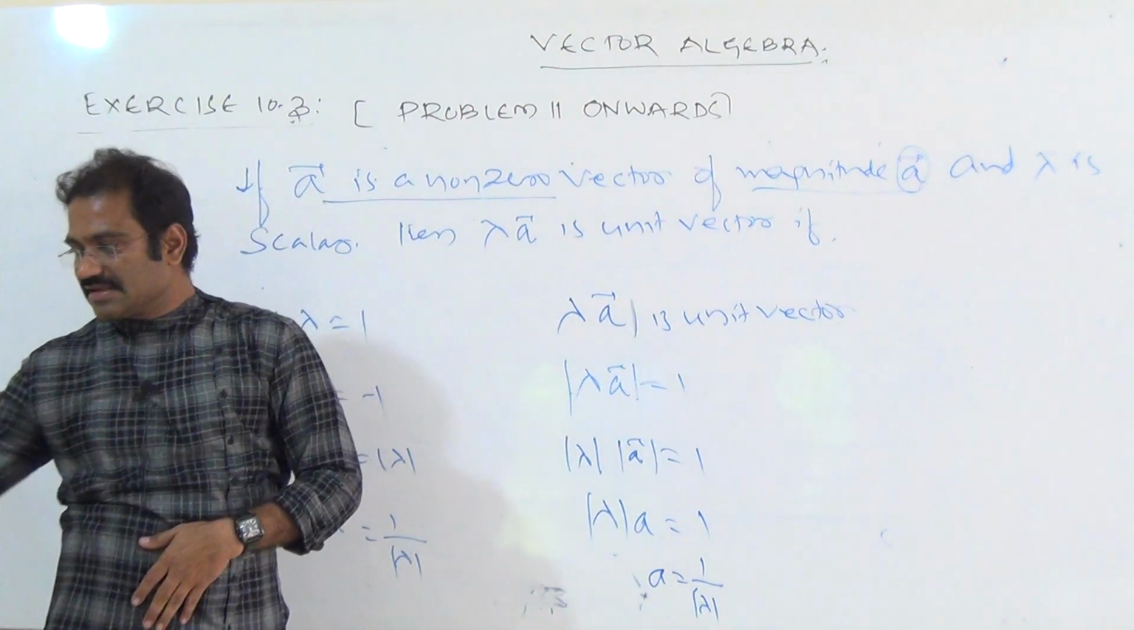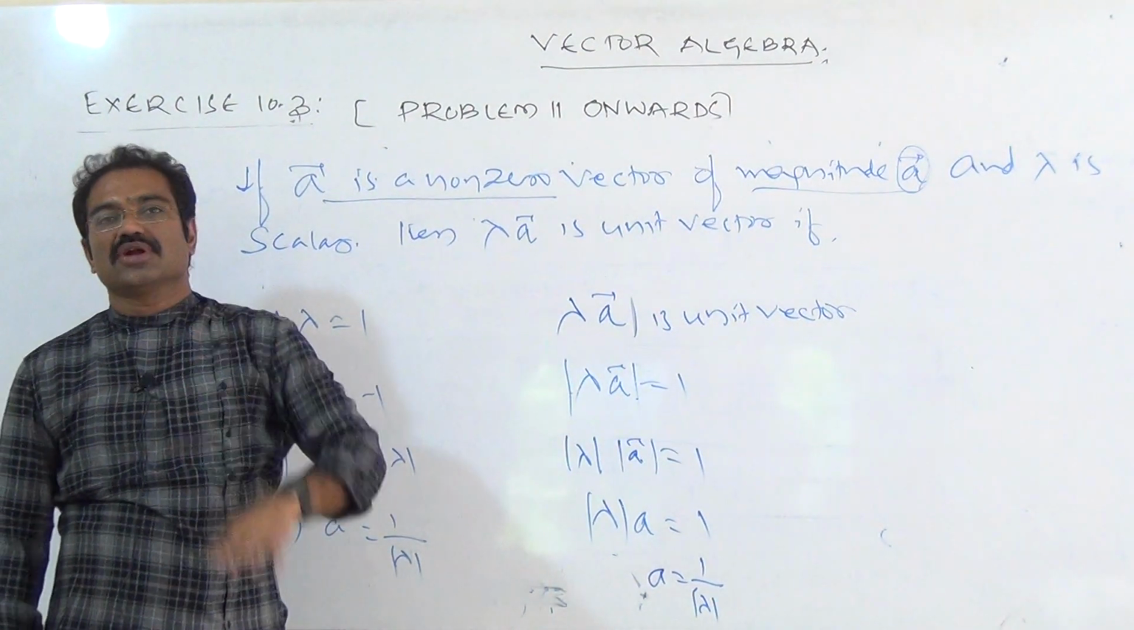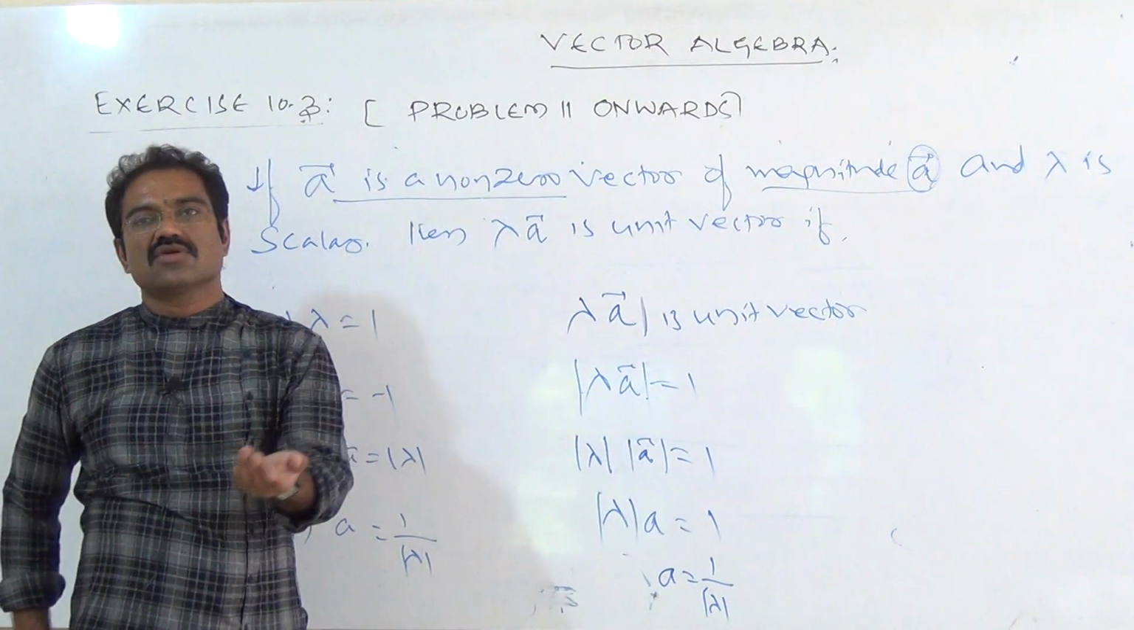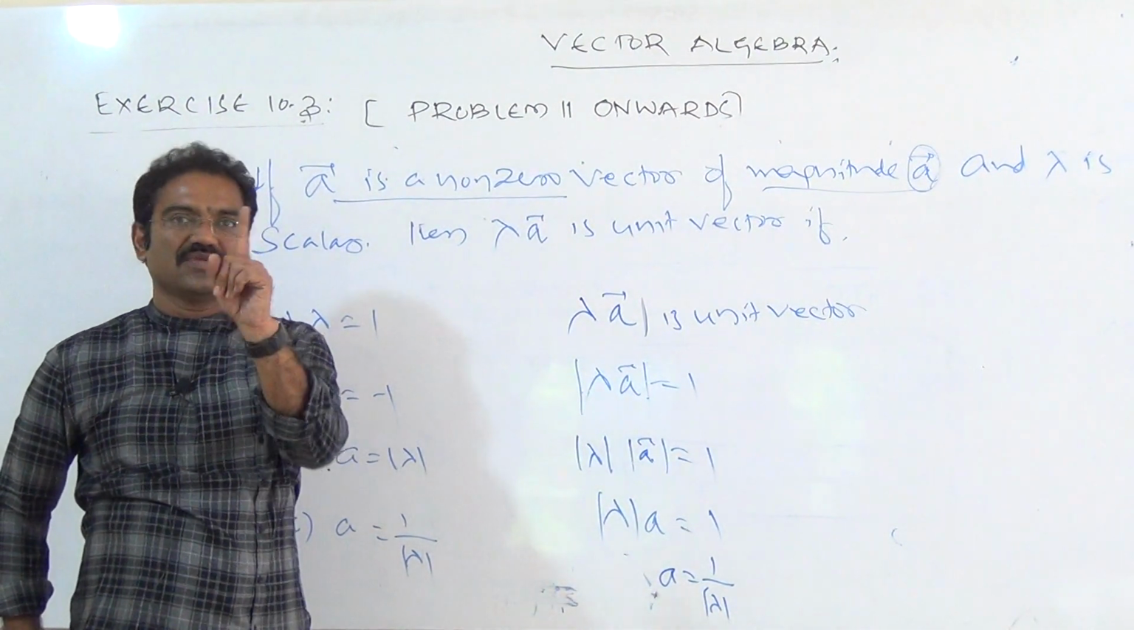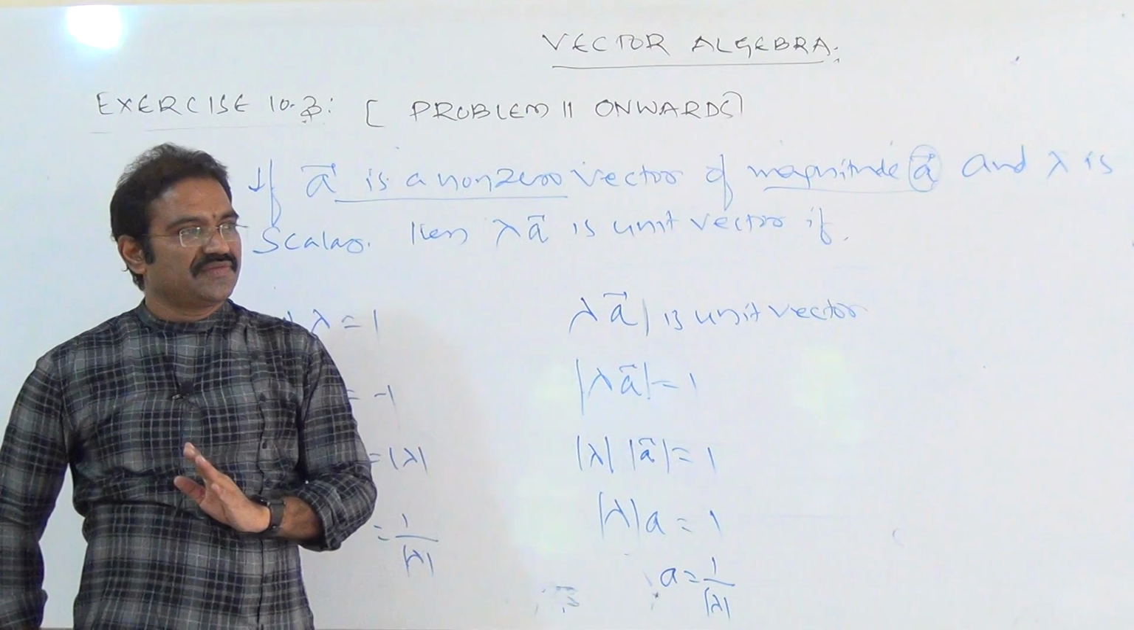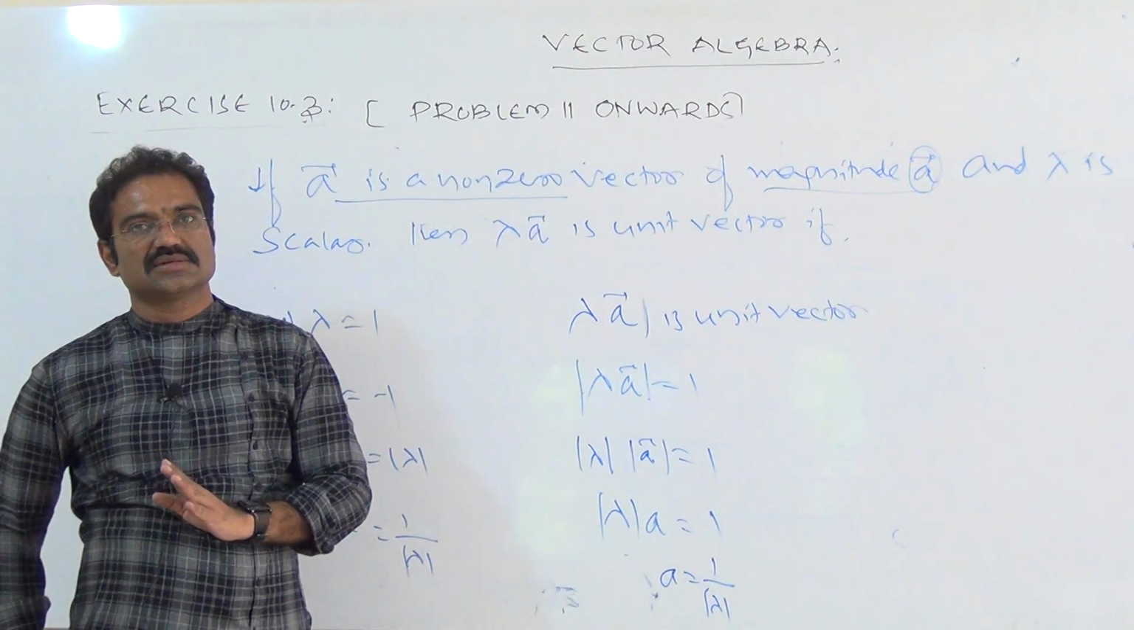This is the exercise based on the dot product. Tomorrow onwards, the cross product of two vectors starts, one exercise we have. So, if I complete that much, my part is over, right? Thank you.